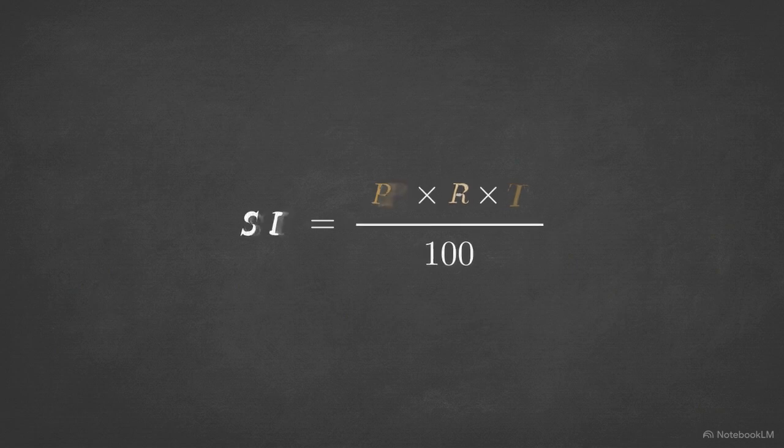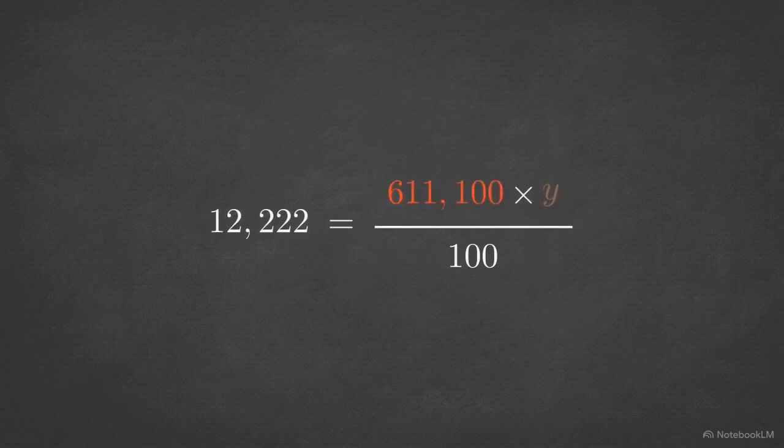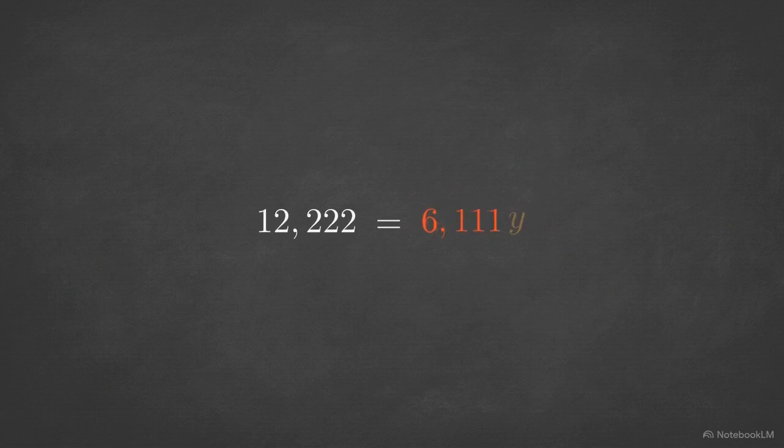Now we use our standard formula. Simple interest equals principal times rate times time divided by 100. Let's substitute the values we found. 12,222 goes here with our principal, rate, and Y on the right. First, we multiply 87,300 by 7, which gives us 611,100. Now we divide that by 100. Removing those zeros simplifies the number to 6,111. This leaves us with a very simple equation.